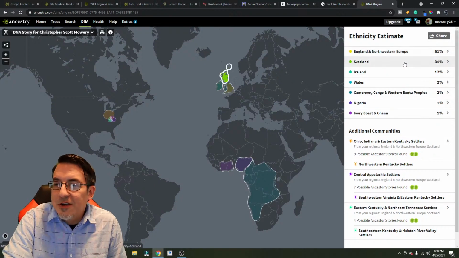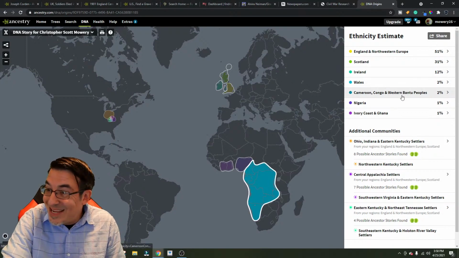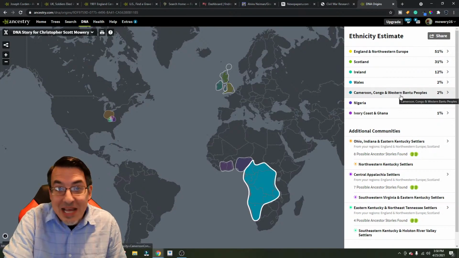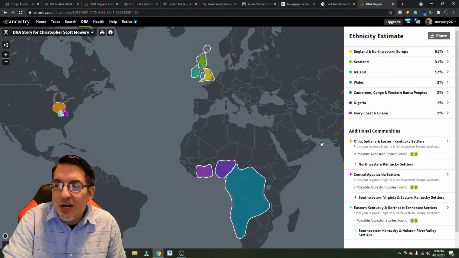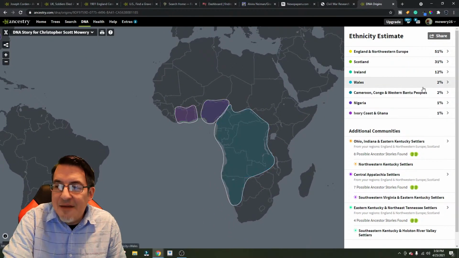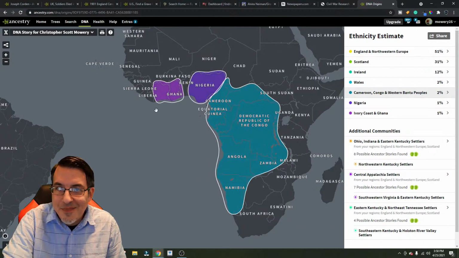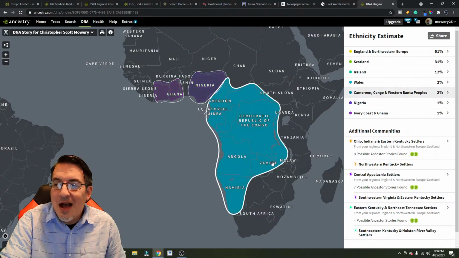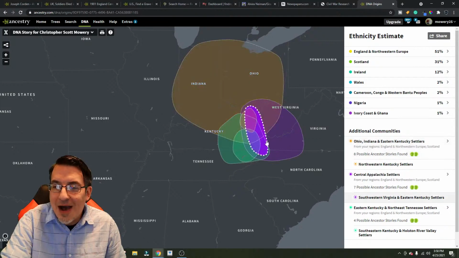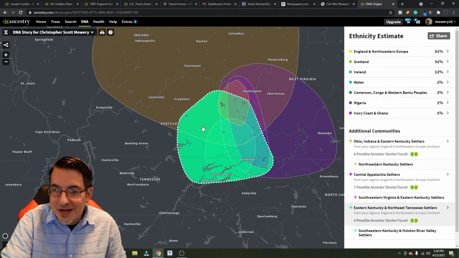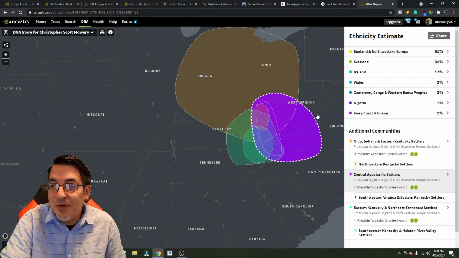Here's what it shows, my DNA estimate. 51% England and Northwestern Europe, 31% Scotland, 12% Ireland, 2% Wales, 2% Cameroon, Congo, and Western Bantu peoples, 1% Nigeria, 1% Ivory Coast and Ghana. So just based on the DNA that I've inherited, about 4% of that comes from sub-Saharan Africa. So obviously I got that from somewhere. And in this case, I know about where that came from. I can also see that most of my family tree is in Ohio, and then this area here. 3 of my 4 grandparents, their roots are in eastern Kentucky, so that fits perfectly with my DNA.